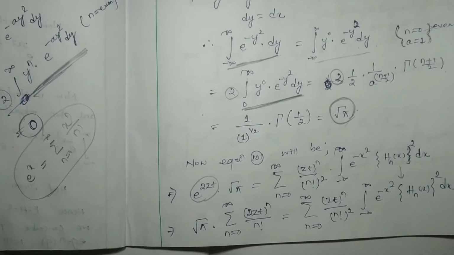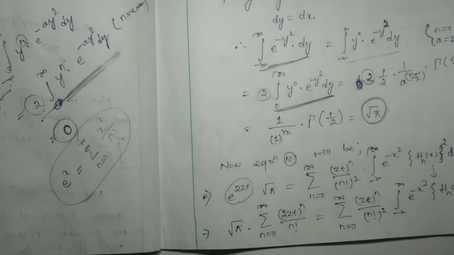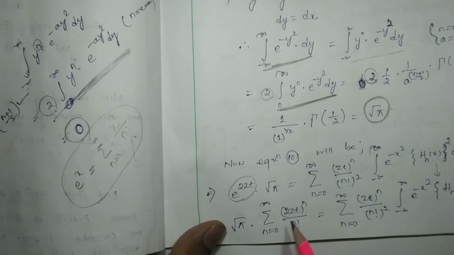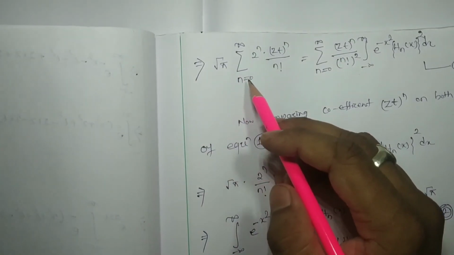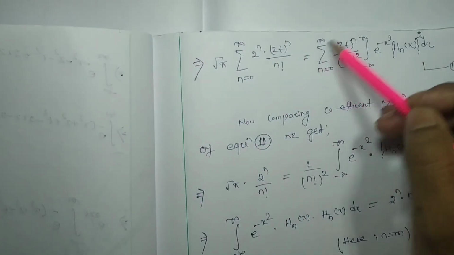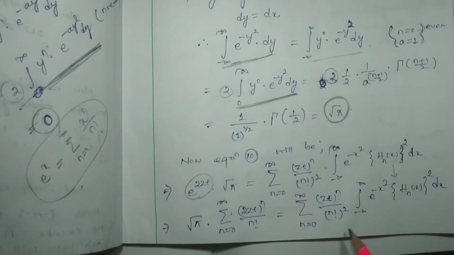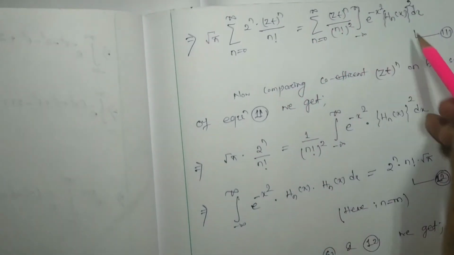So in the next page I have written the same thing. I have written 2 to the power n, because here 2 to the power n can be taken outside, and I have written it in this form: root pi sum from 0 to infinity 2 to the power n zt to the power n by n factorial, equal to the right hand side, nothing changed. I have not changed anything, the same thing whatever I have written over here. Let it be your equation number 11.